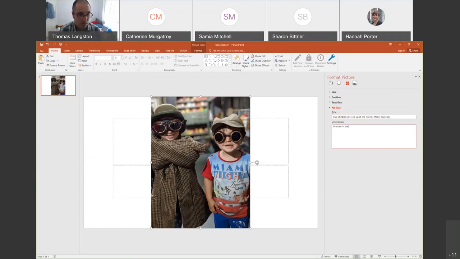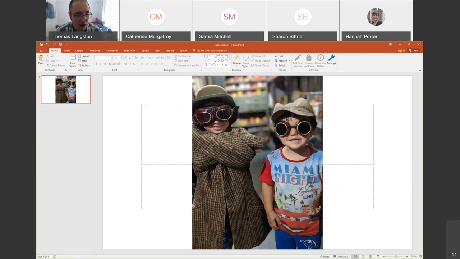If I click off, it automatically saves it. So that now has, behind it, in the magical stuff that PowerPoint has in the code, saved that alt text. So if a screen reader uses it, it will read that there.